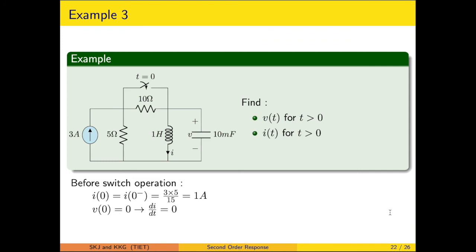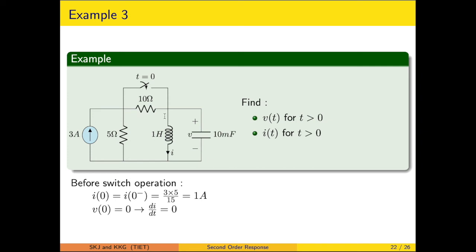Now, last example in this particular case. Here, say we have to find out the v of t and i of t for t greater than 0. The switch is closed at time t equal to 0, so that is a step response arrangement as such. Now the initial values of the currents are calculated.